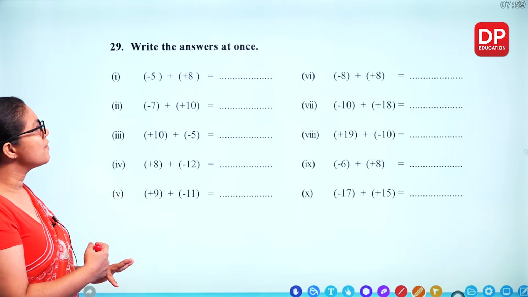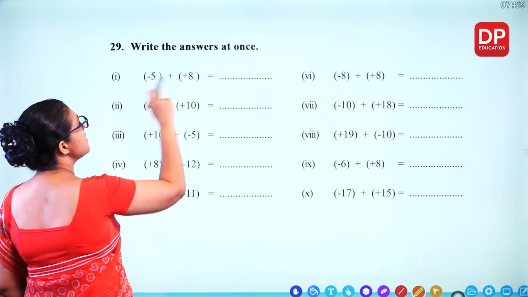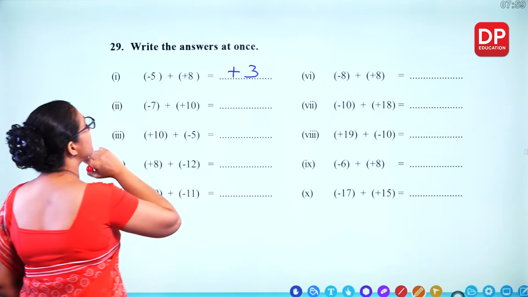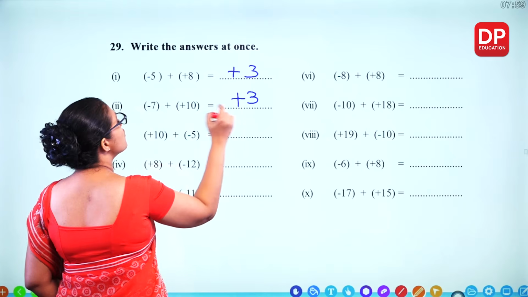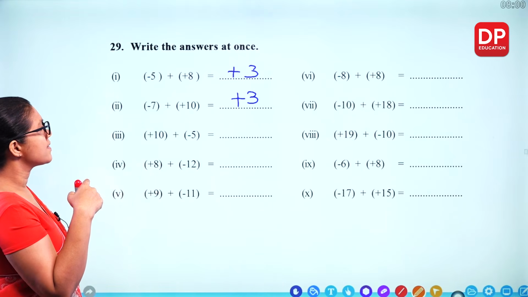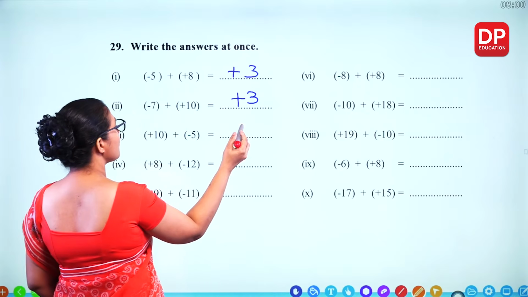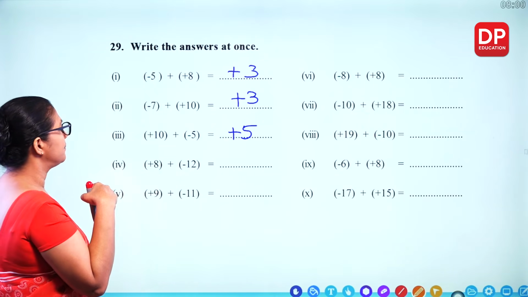Now, two different signs. Take the difference. 8 and 5. Most distant number is 8. So, plus is there. Difference is 3. Difference of these two is 3. Most distant value is plus. 10 and 5. Difference is 5. Most distant value is 10.